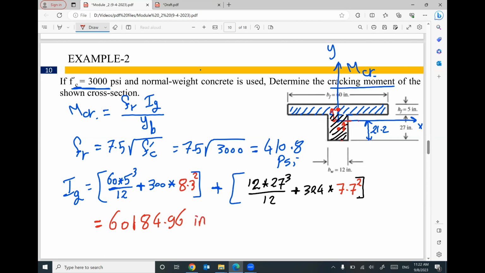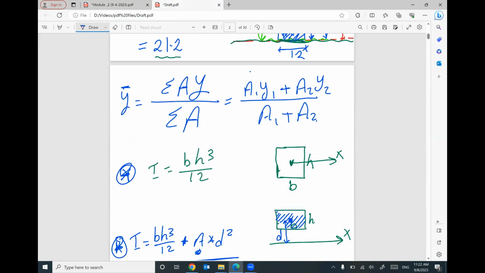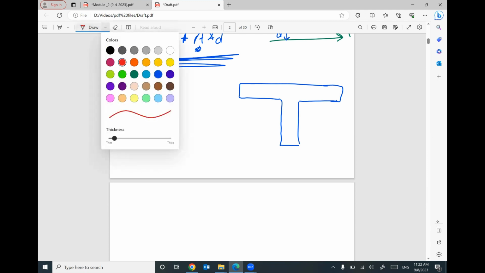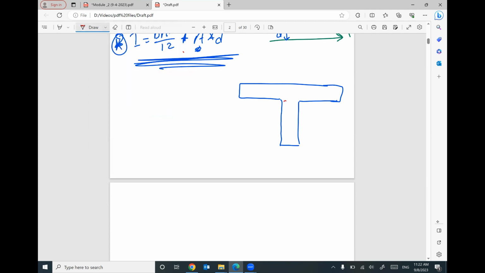60,184.96 inch to power 4. One more time, just to give you a hint. If you have this T section, first step, I need to figure out where the centroid is. I know I can divide this cross section into two parts. Here is the centroid of the first part. Here is the centroid of the second part.